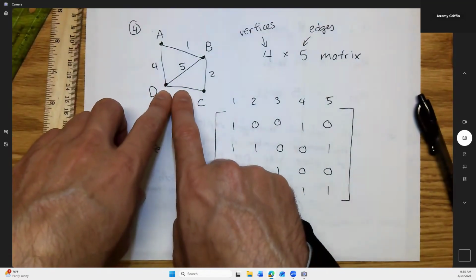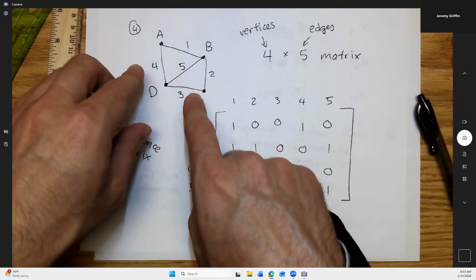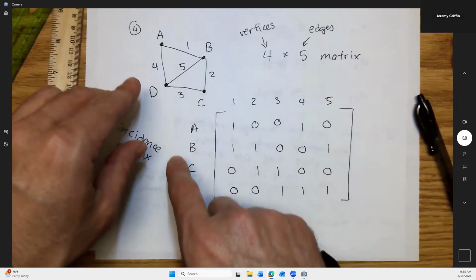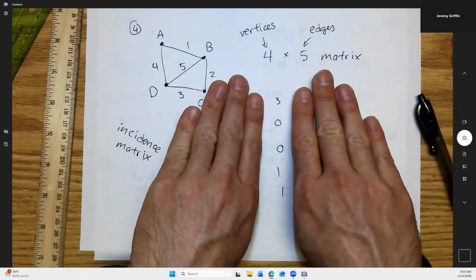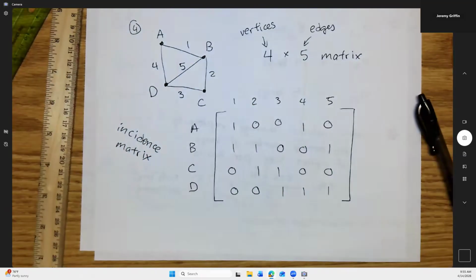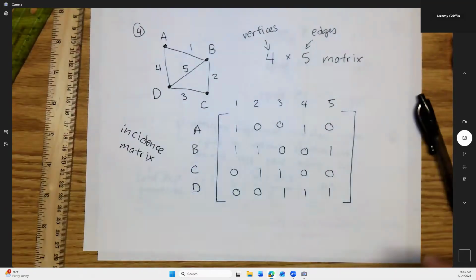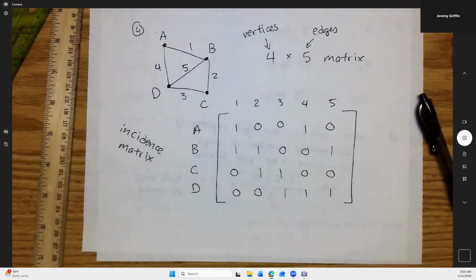Okay. In fact, guys, every single one of these edges connects to how many points? Exactly 2. So should you get exactly 2 1s and 2 zeros in every single column? And you sure do. Okay, the last one. All right, is that okay? Okay. Incidence matrix.